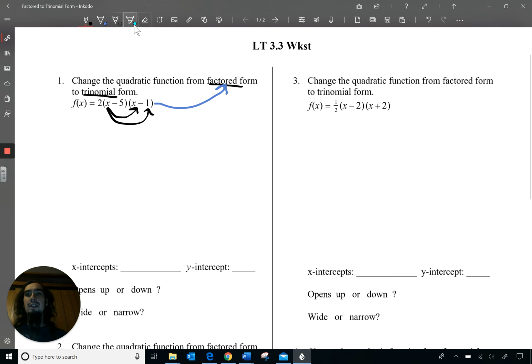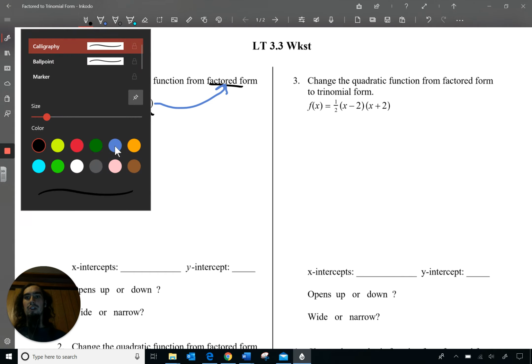Now for the 2, just for a second, I'm going to hold off on that 2. So I'm going to ignore it for just right now. So x times x, that's x squared. And then x times negative 1 is negative 1x. And I'm just going to write negative x. Okay, good. So that's those two.